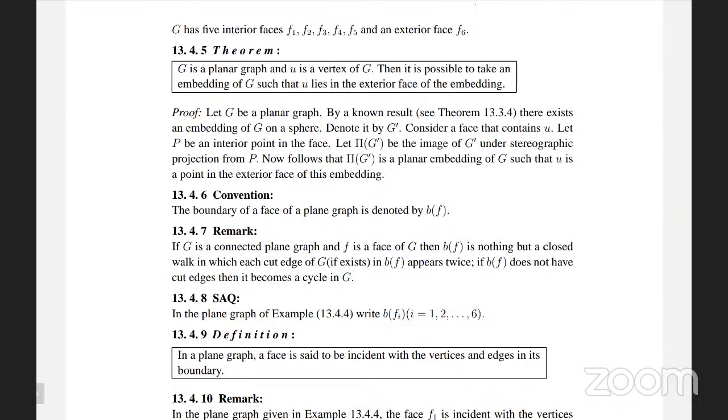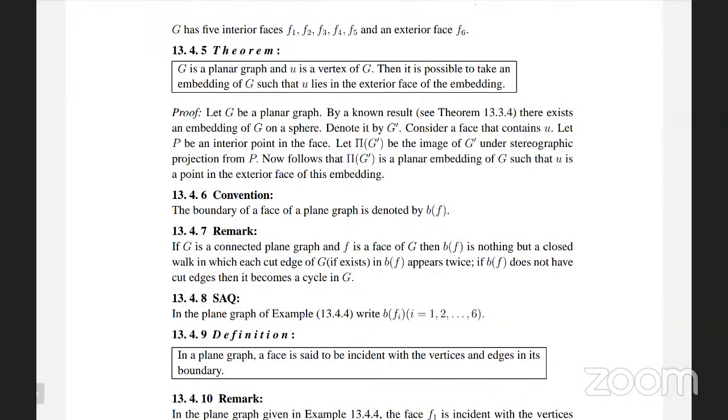So, point of view, I've taken G as a planar graph. By the known result of the previous one, there exists an embedding of G on a sphere. It is denoted G dash, considered with a face that contains U, because it is bounded.